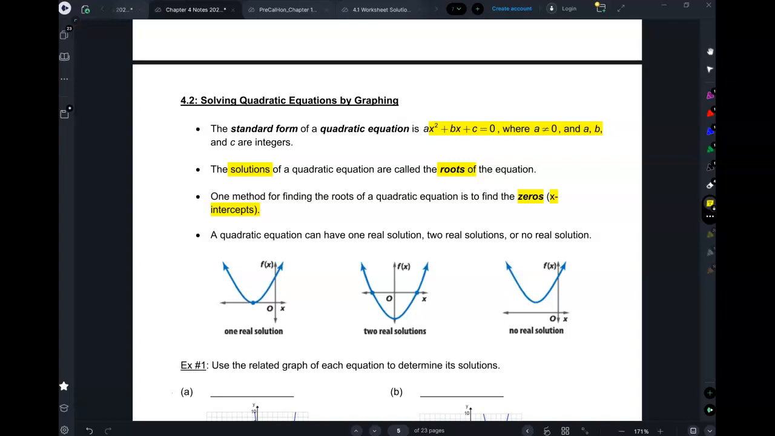The x-intercept, we know what that is. That's where the graph crosses the x-axis. Those are the solutions of the equation. They're also the roots. They're also the zeros, okay?